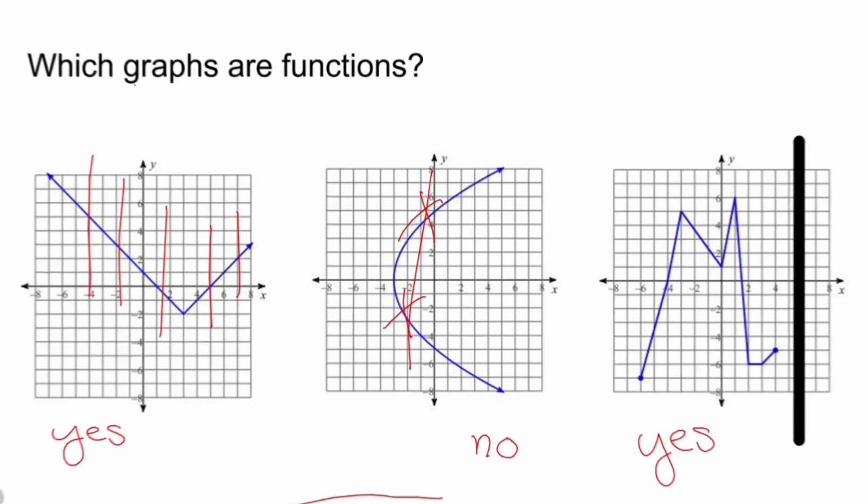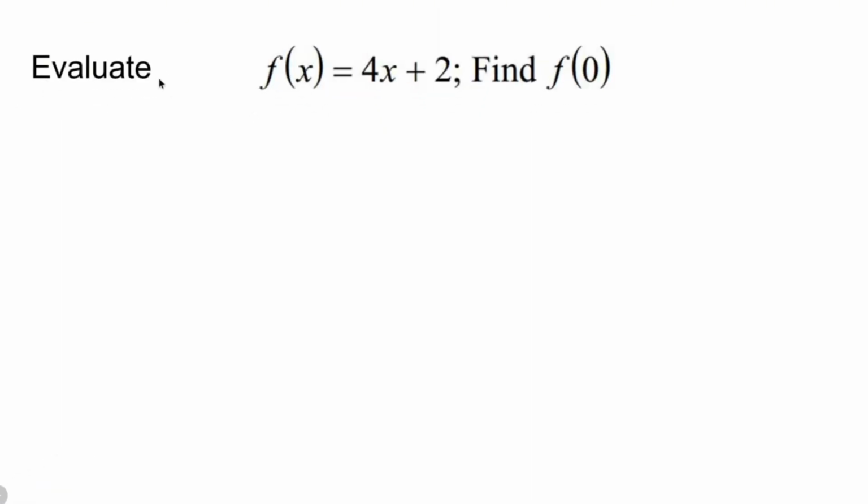That's how it's done. Okay, this problem is asking me to evaluate a function. Now, this guy right there is f of x. F of x is the same as y. Don't freak out about it. This is not f times x. So what this is asking me to do is find f of 0. I'm going to write out f of 0, and replace every x with parentheses 0. So this is going to be 4 times parentheses 0, plus 2, and now this becomes a PEMDAS problem.